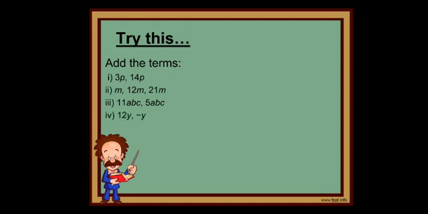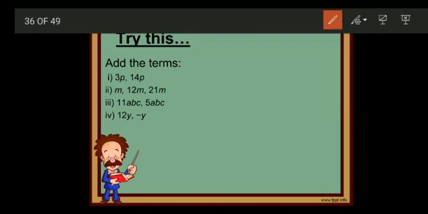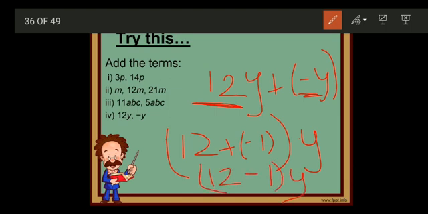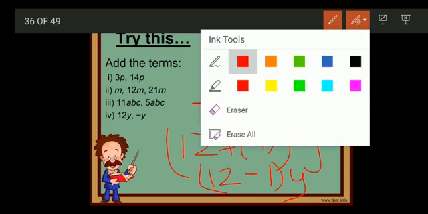Fourth one, 12y minus y. How to add 12y and minus y? 12y plus minus y. So we have to add the numerical coefficients, right? Here the numerical coefficient is 12. Here the numerical coefficient is minus 1. 12 plus minus 1, y. 12 plus minus 1 is 12 minus 1. So 12 minus 1, y. 12 minus 1 is 11. 11y. So 12y plus minus y is 11y.